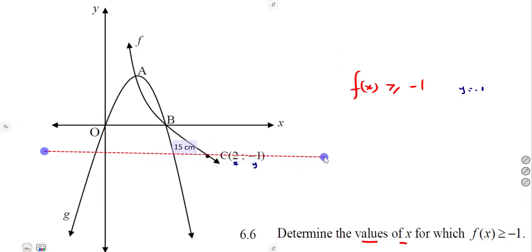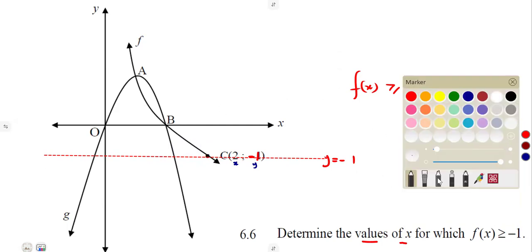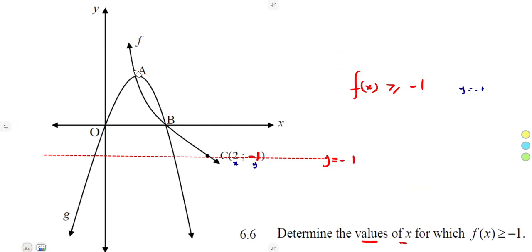So this line that I have drawn, passing through the point C, it is the line of what? y is equal to minus 1. Remember, this is 2 minus 1. So it is the line of y is equal to minus 1. So they are saying the graph of f, all right? This is our f. They are saying our graph of f must be what?